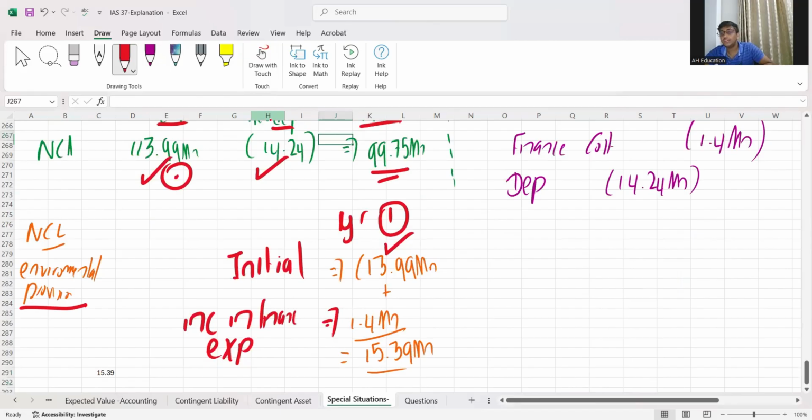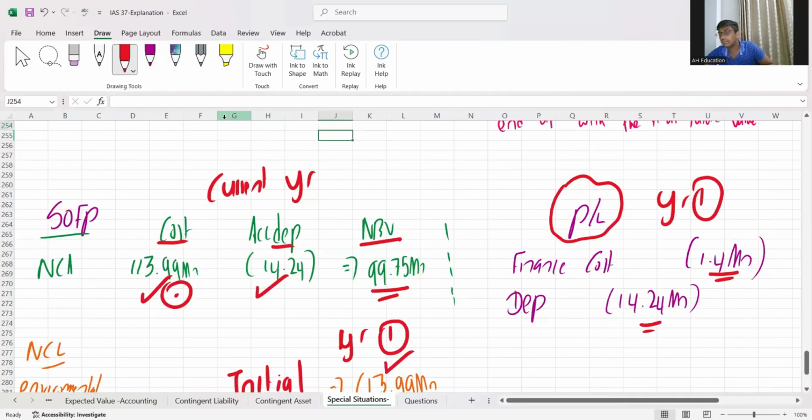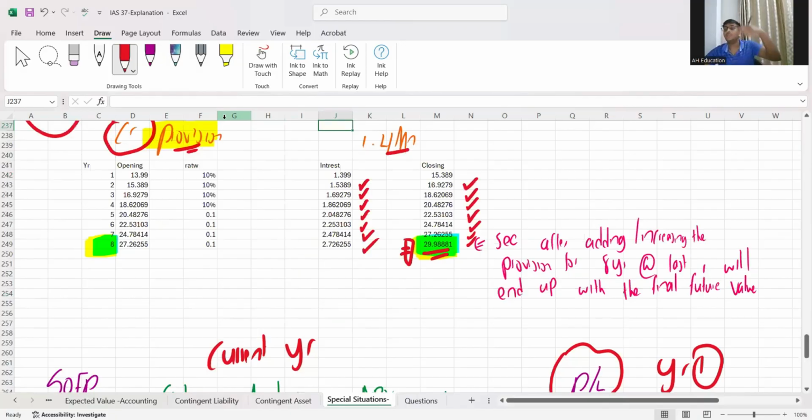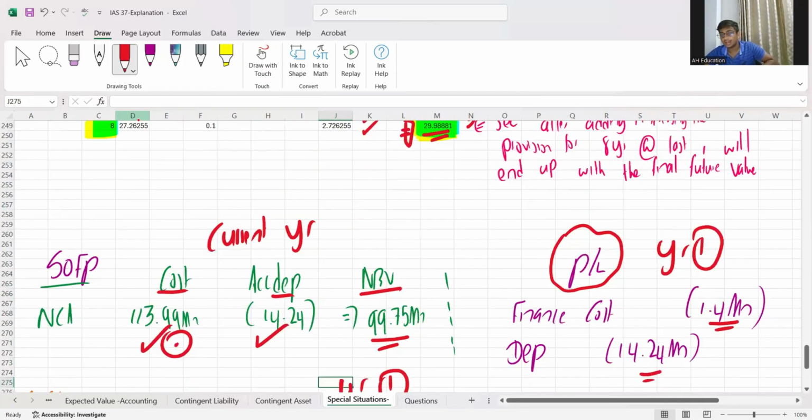And in terms of your profit or loss, we know each year you will be expensing finance cost, right? So finance cost is an outflow. For our very first year, we'll be showing an outflow of 1.4 million, as well as we have a depreciation of 14.24. So this is it in terms of the extract. Say if you're preparing year 2, you will be showing an interest cost under your profit or loss as 1.5. You will be showing the relevant depreciation, and your net book value will be revised.